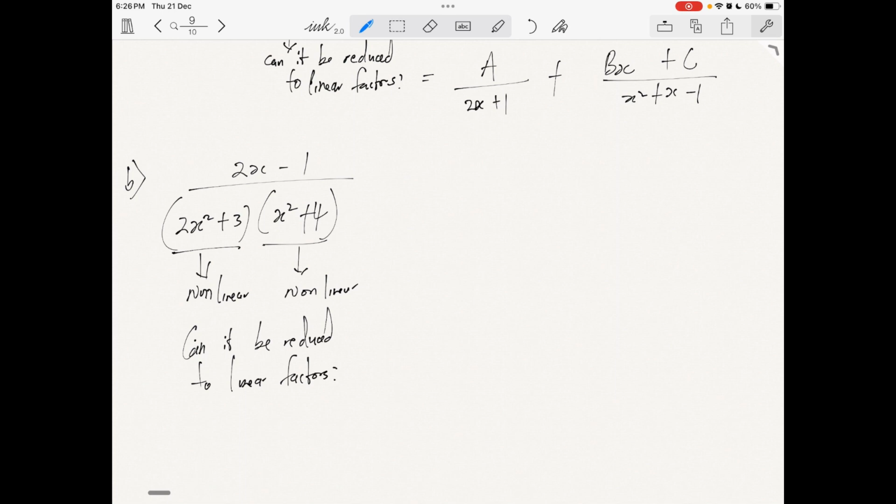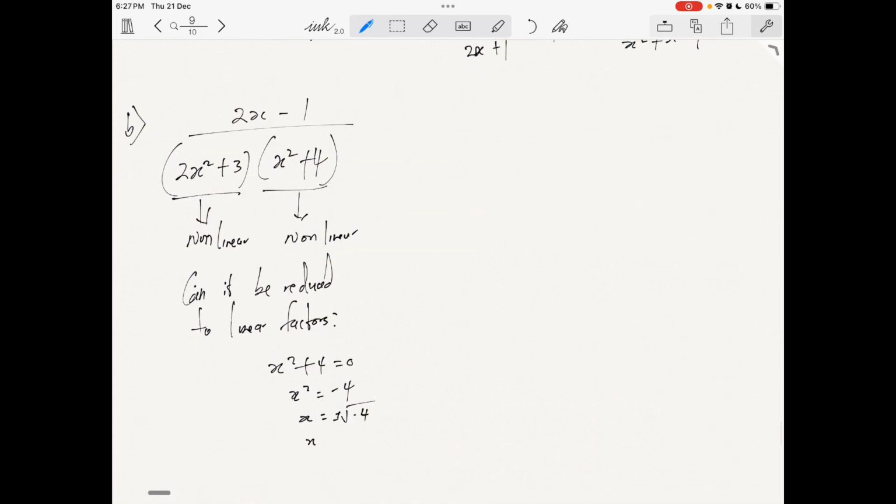Yeah, it can be reduced, but it will lead to a complex number. When we want to solve x squared plus 4 equals 0, we have x squared equals minus 4, and this will be x equals the square root of minus 4, which definitely leads to a complex number. So this will be plus or minus 2i. Okay, we will talk about this soon.